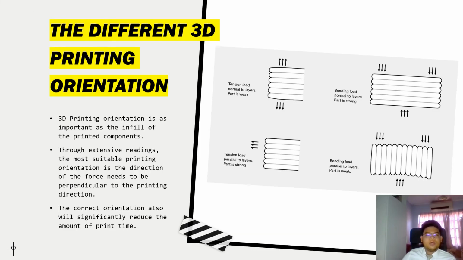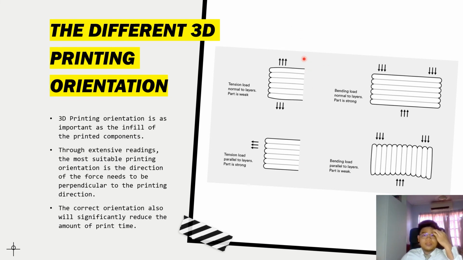Right. And then we choose the different 3D printing orientation. The 3D printing orientation is very important, as much as the infill of the component. Through my extensive reading, I found that the most suitable orientation is when the direction of the force is perpendicular to the printing direction. The correct orientation will also significantly reduce the print time, as I will show after this.